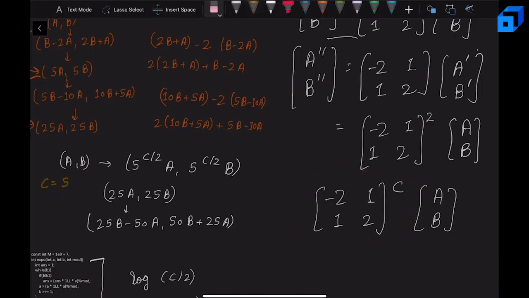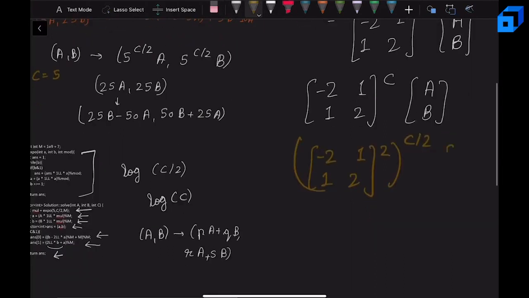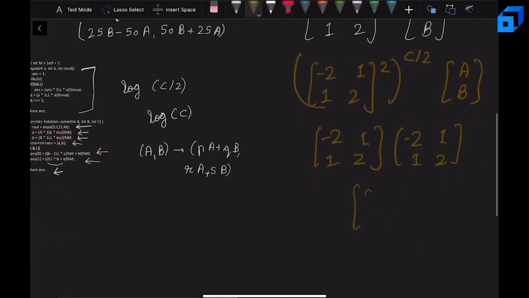Now let's actually prove why the values become 5A, 5B after doing two operations. So we can prove why the values are 5 raised to C by 2 times A and 5 raised to C by 2 times B when C is even. So let's consider that C is even. So we can write this as minus 2, 1, 1, 2 squared raised to C by 2 times A, B. So I'll square this matrix. So minus 2, 1, 1, 2 into minus 2, 1, 1, 2 will be, so this will be 4 plus 1, 5. And this will be minus 2 plus 2, 0. Minus 2 plus 2, 0. 1 plus 4, 5. So we can write it as 5 into I, where I is the identity matrix, 1, 0, 0, 1.